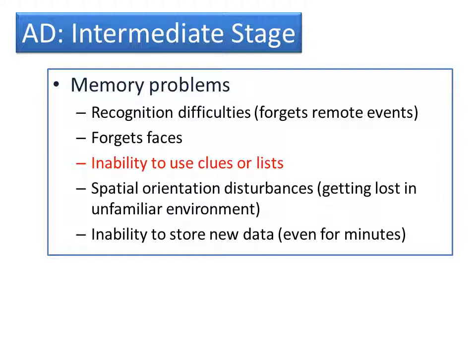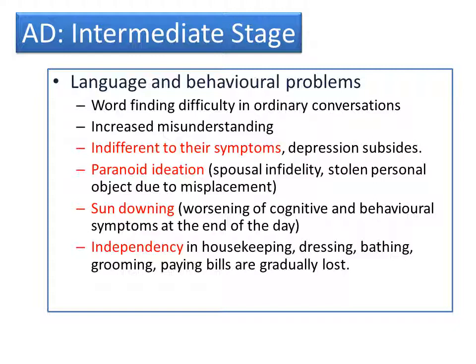In the intermediate stage of Alzheimer's disease, the memory problem becomes more apparent. There is regression, difficulty recognizing faces, inability to use clues or lists, spatial orientation disturbance, and inability to store new information. Here is a functional topography of the cerebral cortex and the various psychological problems that arise from breakdown of the function of a particular cortical area, like apraxia, agnosia, spatial disorientation, aphasia, alexia, agraphia, amnesia, etc.